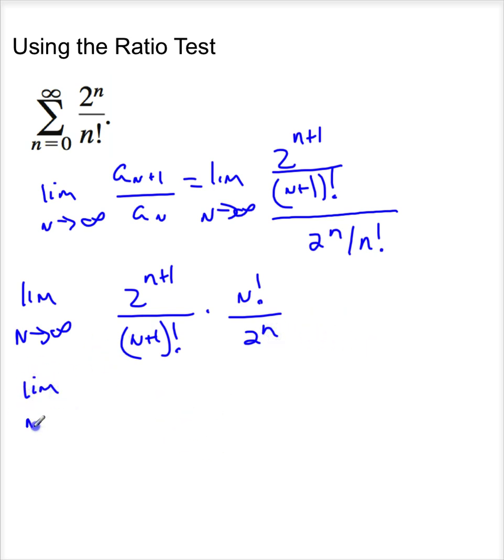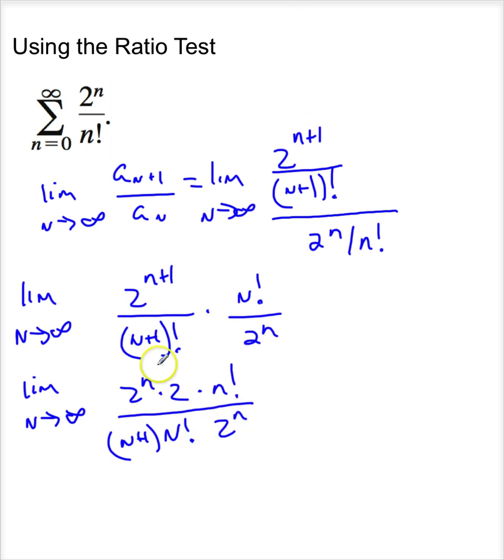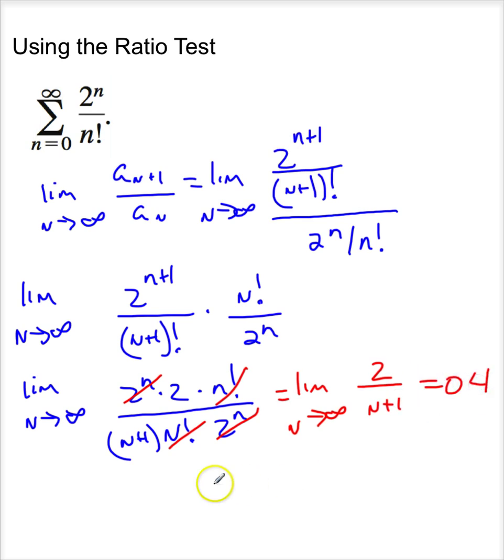Now let me rewrite this a little bit. This is the limit as n approaches infinity of 2 to the n times 2 times n factorial. See, I'm taking everything down to n. So this is n plus 1 times n factorial times 2 to the n. What starts to cancel? Stuff starts to cancel. It makes me very happy. So this is the limit as n approaches infinity of 2 divided by n plus 1, which is of course 0. 0 is less than 1. Therefore, the series sum n goes from 0 to infinity of 2 to the n divided by n factorial converges by the ratio test.